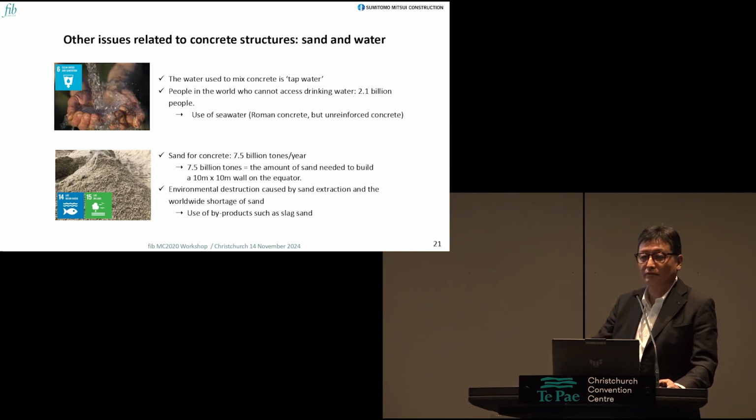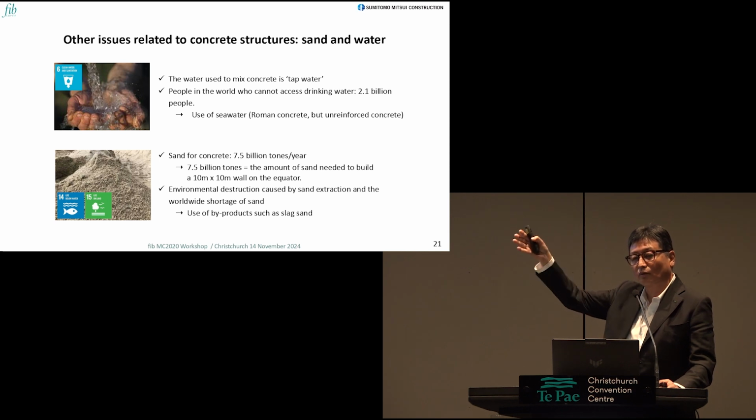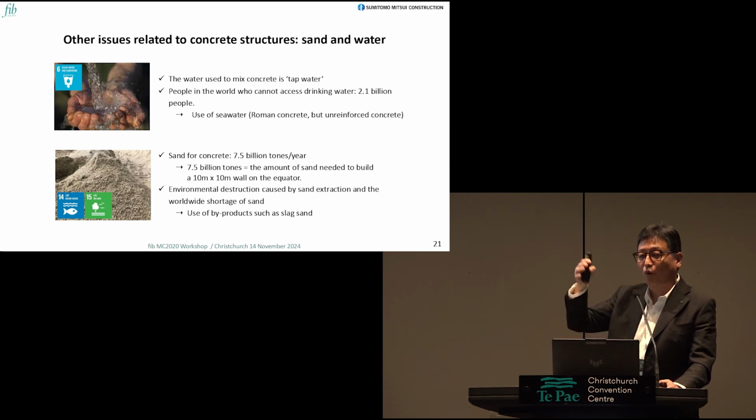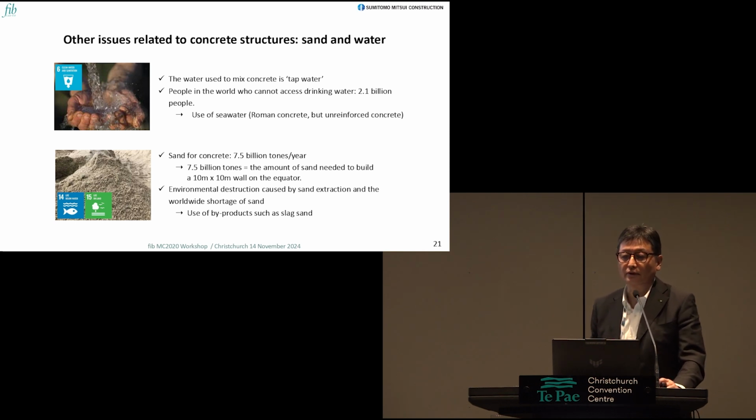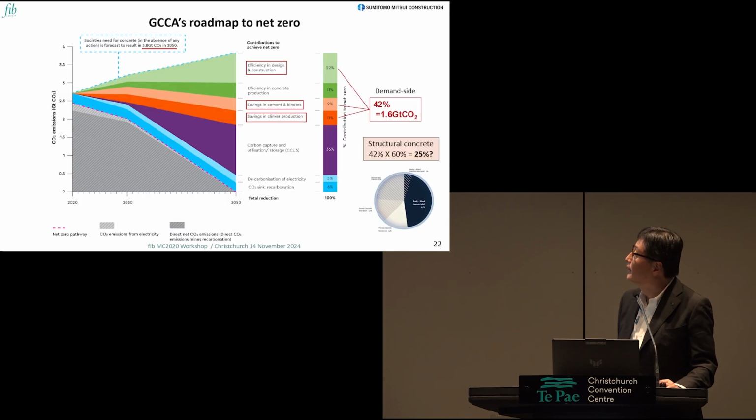And also sand. This is a very huge amount of sand. For example, it would build a wall 10 meters high and 10 meters wide around the equator. So lots of sand is used year by year for concrete. And in order to avoid this issue, in a very, very small amount, we sometimes use slag sand, or we use dune sand instead of the normal sand for concrete.